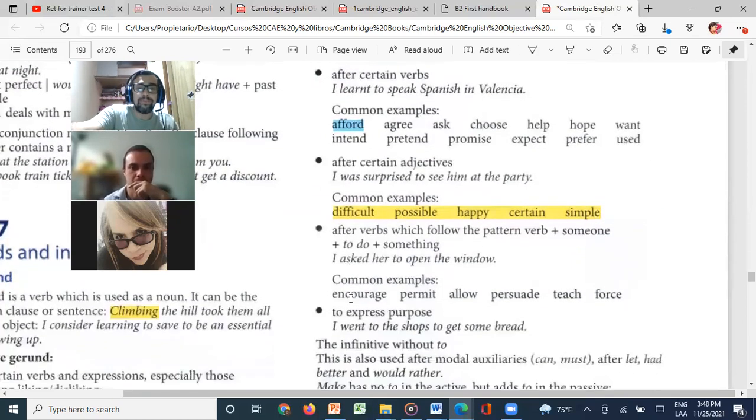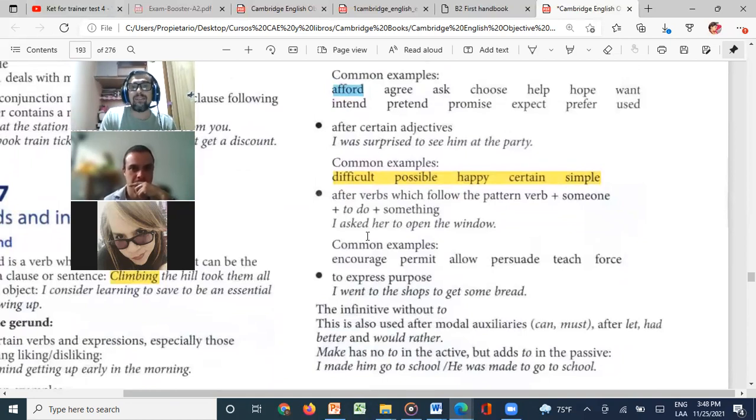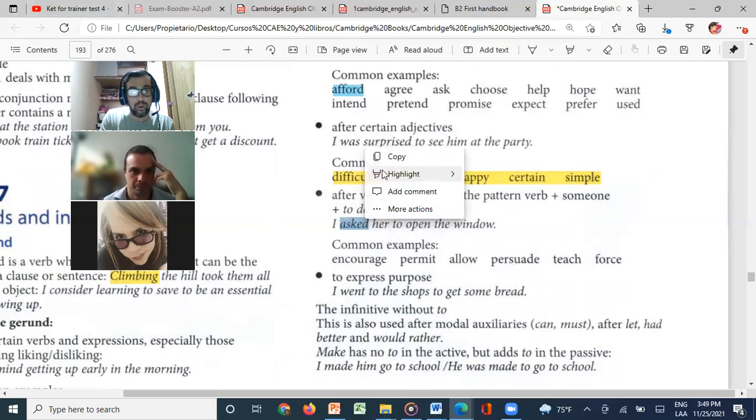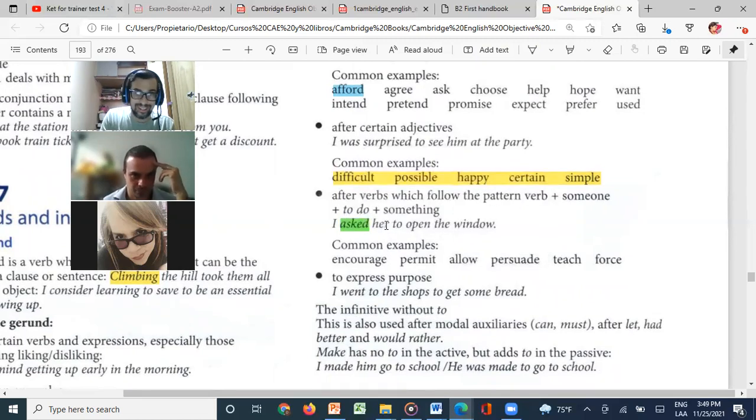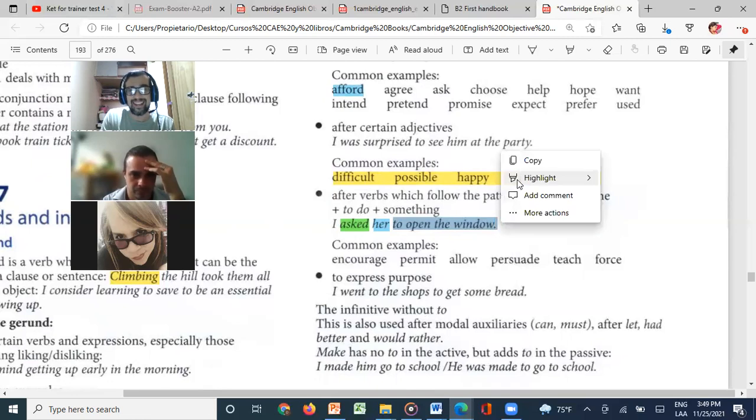Okay. Now, two more rules, and that's it. Is that after verbs which follow the pattern verb plus someone to do something. For example, you can say, I ask. What is here? The verb is ask, right? To who? To her, right? So I ask her to do something. What? To open the window. To open the window. Right? So in that case, that's another way of using an infinitive.